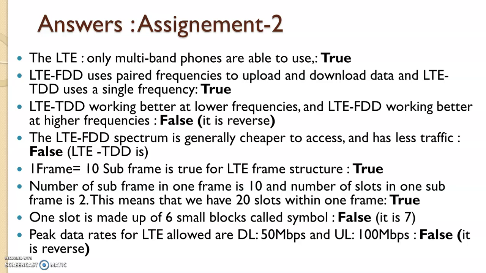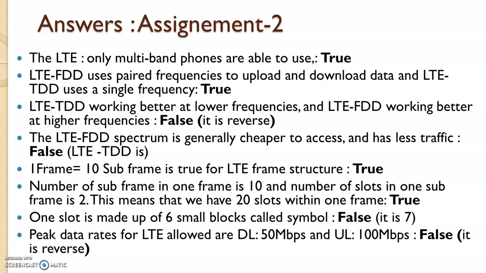The LTE FDD spectrum is generally cheaper to access and has less traffic. It is false. LTE TDD is the cheaper spectrum to access. One frame equal to 10 subframes is true for the LTE frame structure. Yes, it is true. The number of subframes in one frame is 10 and the number of slots in one subframe is 2. This means that we have 20 slots within one frame.